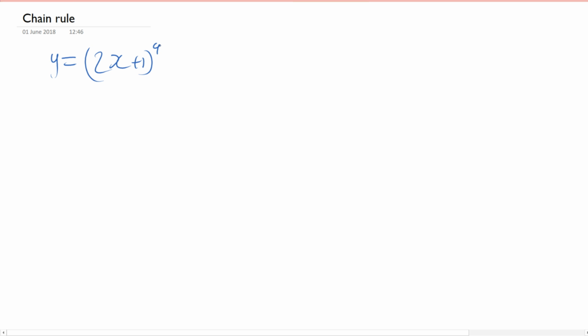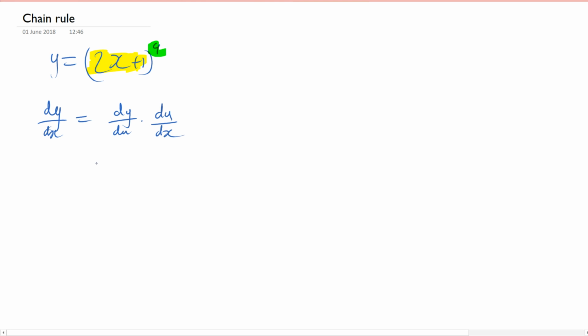So we don't really want to try and multiply that out using the binomial, then differentiate it. It's much easier to use the chain rule. And the chain rule, we use dy by dx is equal to dy by du times du by dx. And what we do is we let u equal something. So we're going to let u equal what I call the inside function. Here's our inside function, 2x plus 1. And then we've got our outside function, to the power of 9.